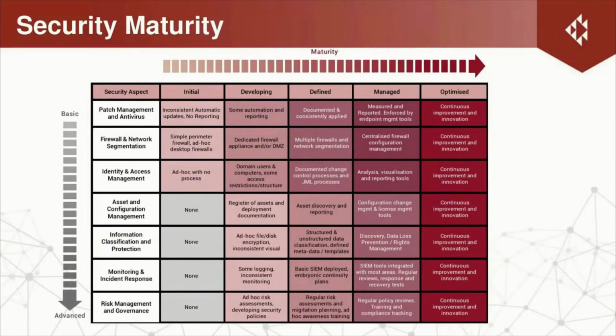It's all about security maturity. No matter where an organization is at in this journey, there are always ways that they can improve. Now, we don't need to look at all of the detail across each of the squares in this table, but really we're looking at the security aspects down the left column. So everything from patch management and antivirus all the way through to risk management and governance, moving from basic to advanced. And really the idea with this methodology is taking customers from the first column around initial capability all the way up to an optimized capability.